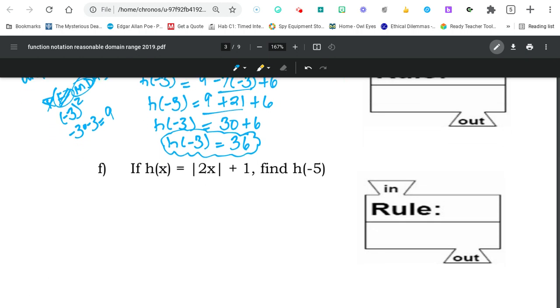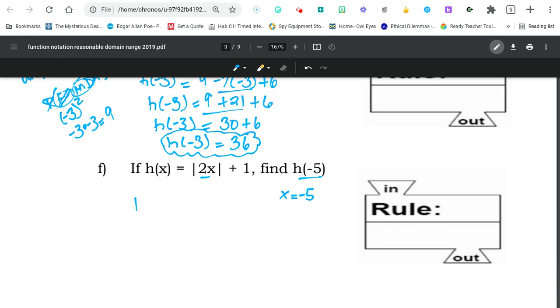Now let's take a look at F. It says if h of x is equal to the absolute value of 2 times x, that's multiplication in there, plus 1, find h of negative 5. So I have h. I'm going to replace x with negative 5. And I know that you need time to write this down, so again, I hope you're pausing the video to write these down, okay?